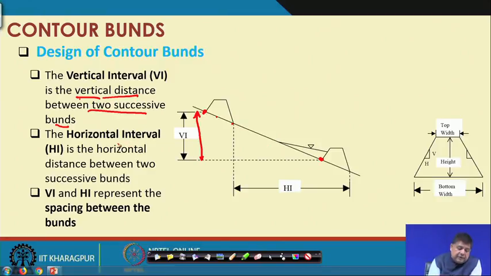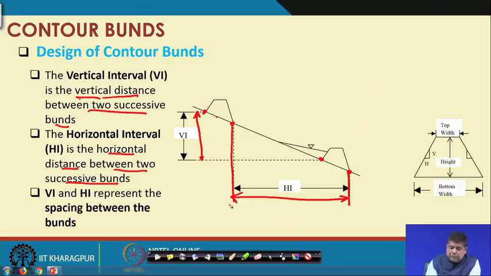Then horizontal interval, as the name itself suggests, is the horizontal distance between two successive bunds. In this case also, we can take any corresponding point. For example, if you consider the downstream toe, then for both bunds we have to consider the downstream toe, draw the vertical lines here and then measure the horizontal distance between these two points. That is referred to as horizontal interval. So, for vertical interval, draw horizontal lines from two corresponding points and measure the vertical distance. For horizontal interval, draw vertical lines and measure the horizontal distance between two corresponding points. Of course, VI and HI represent the spacing between the bunds.